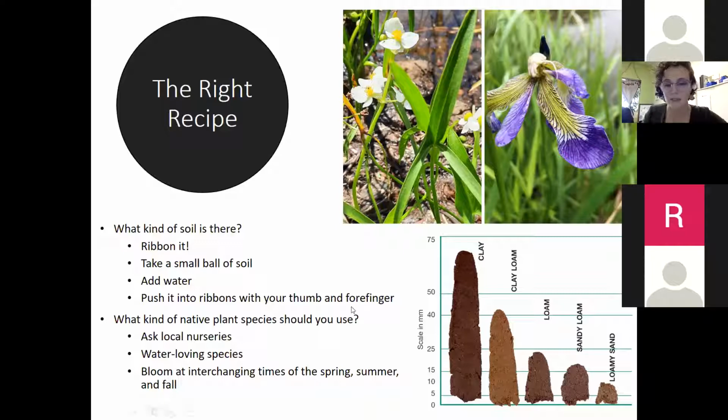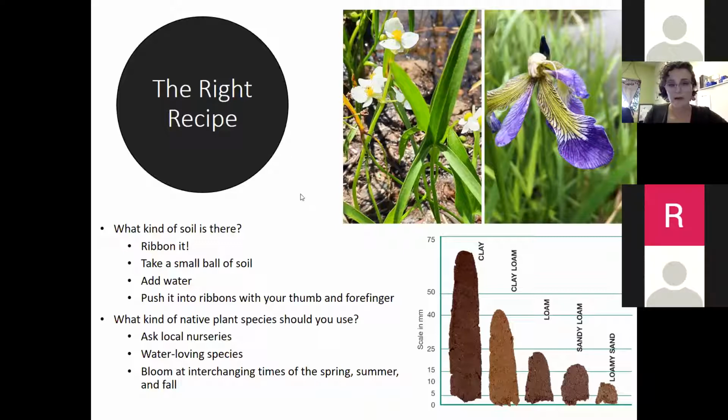And what kind of native plant species should you use? You can determine this by asking local nurseries what they have available, what they could have available, making sure they are water-loving species. Any GI project will need species to withhold the stormwater that it will receive. So I do recommend this for any. And making sure that they bloom at interchanging times in the spring, summer, and fall is very important to attract pollinators and different wildlife for the environmental benefits, but also for the benefit of your projects. With pollinators, you're going to have healthier plants and abundances.